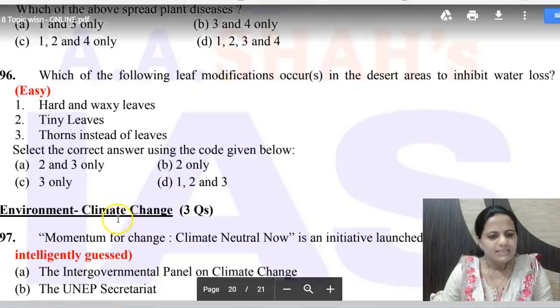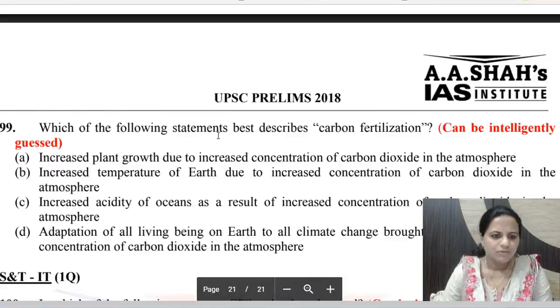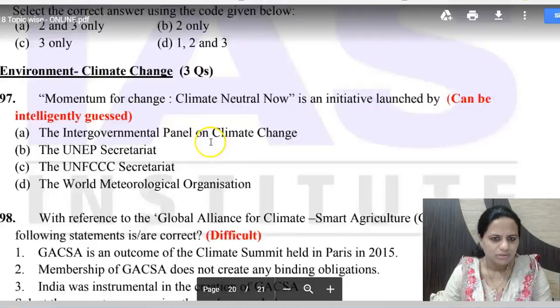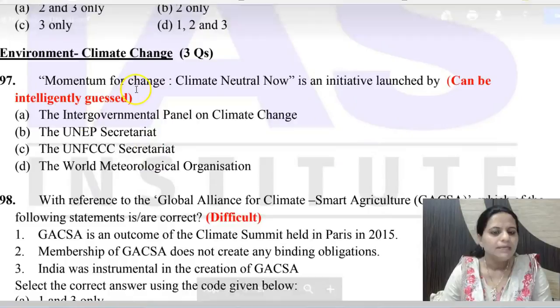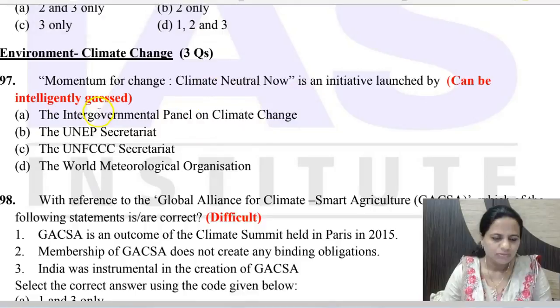Then next is environment climate change questions. There are 3 questions, out of which 1 is quite difficult because again it's a very factual question. The first one is, Momentum for Change: Climate Neutral Now is an initiative launched by, so it's regarding climate change. So this is an intelligent guesswork which can be done. IPCC is actually not taking up initiatives as such, it is more into research. So that may not be a correct option.